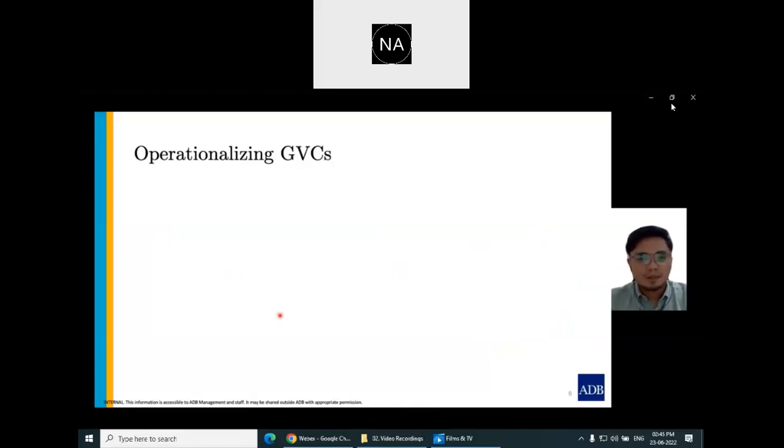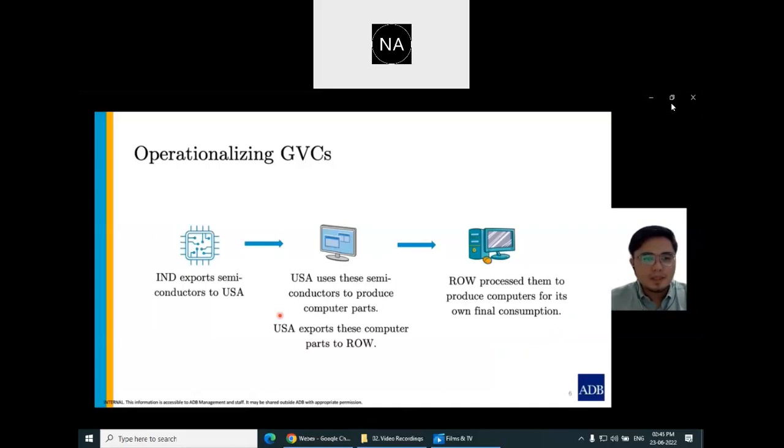Let's have an example. Suppose India exports semiconductors to USA, and then USA uses these semiconductors to produce computer parts, and then USA exports these computer parts to the rest of the world, and then the rest of the world process them to produce computers for the consumption of residents of the rest of the world. Is this part of GVC activities?